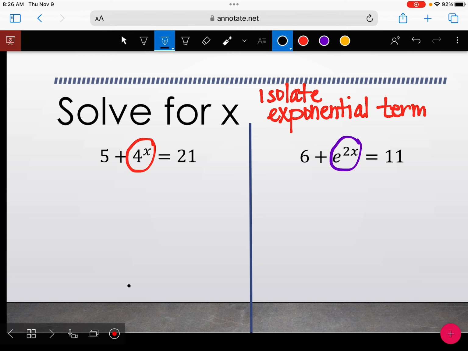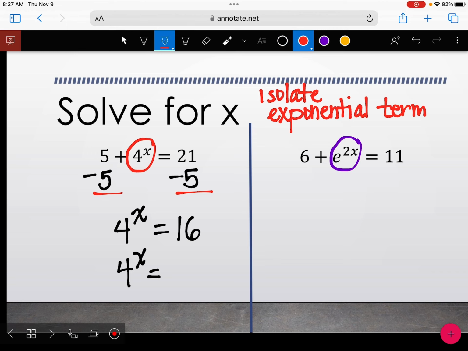All right, so let's go ahead and subtract the 5. And when we subtract the 5, we have 4 to the power of x equals 16. Now we can rewrite that with a common base again. So in the beginning we couldn't, but now we can. Because 16, after we isolated that exponential term, we can rewrite it with a common base. And 16 can be written as 4 to the power of 2. Drop your bases, and your final answer is just x equals 2.